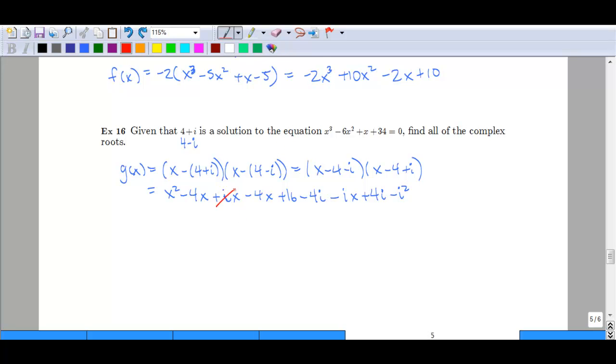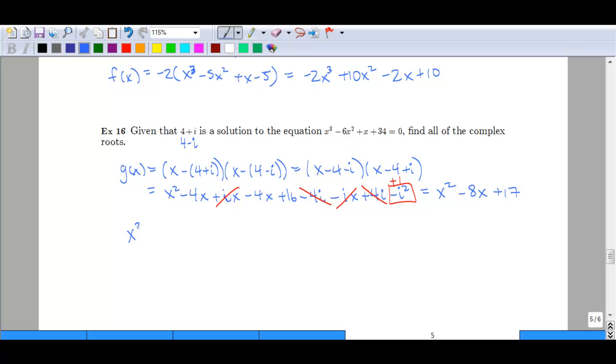Again, here we've got ix minus ix is going to be 0, negative 4i plus 4i is going to be 0, and again this negative i squared is going to give us a plus 1. So when we simplify everything down, we end up with an x squared. We have a negative 4x and a negative 4x, which would give us negative 8x. And then we have a 16 plus 1, which would give us plus 17. So this would have been the quadratic factor if we factored this out.